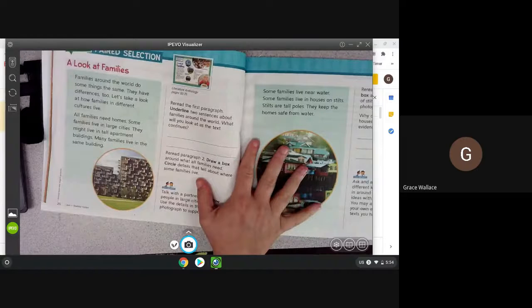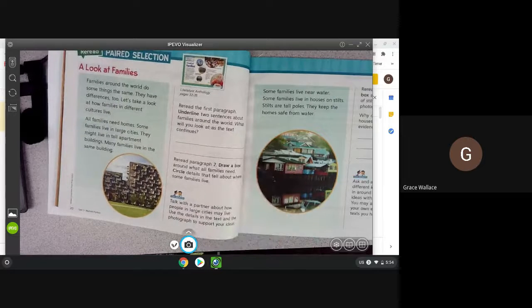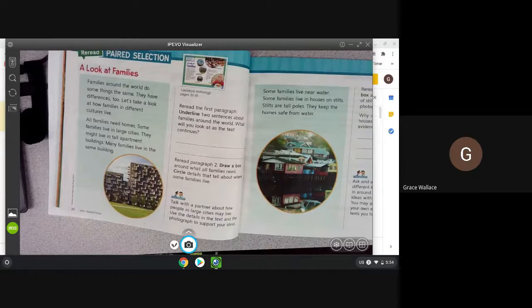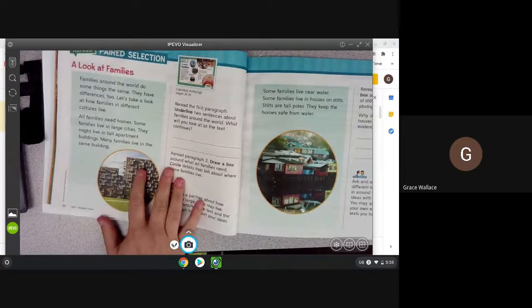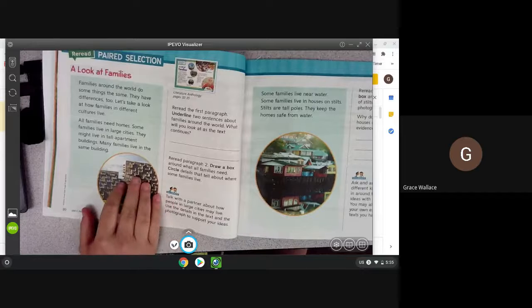Reread paragraph 2. Draw a box around what all families need. Circle details that tell about where some families live. So the first thing when I'm reading paragraph 2, I'm looking for in my head, what are some things all families need? All families need homes. Ooh, I heard that need word. All families need homes.